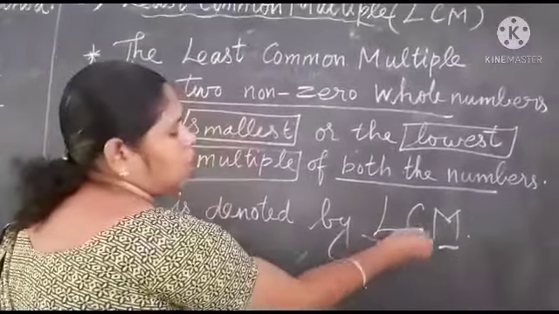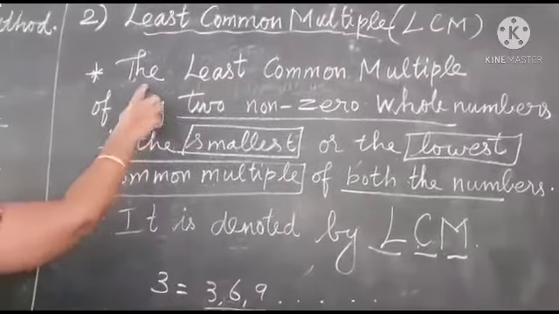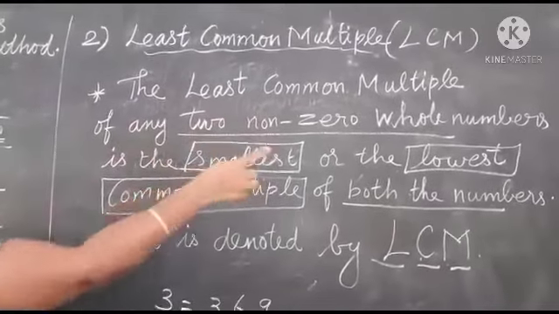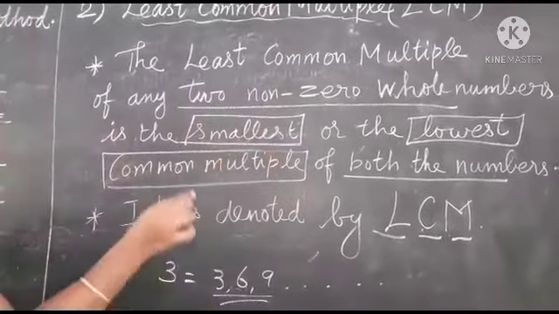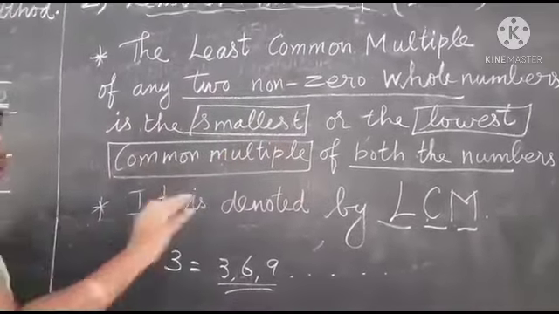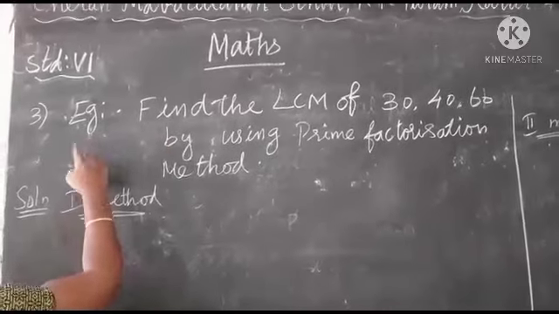Lowest for L, common for C, and then multiple for M. So again I tell you, children, the least common multiple of any two non-zero whole numbers is the smallest or the lowest. We take the smallest or lowest common multiple of both the numbers. Next, children, we see one example.